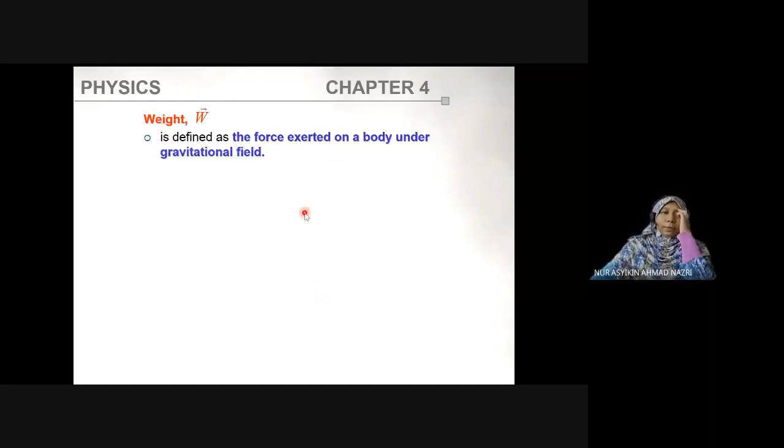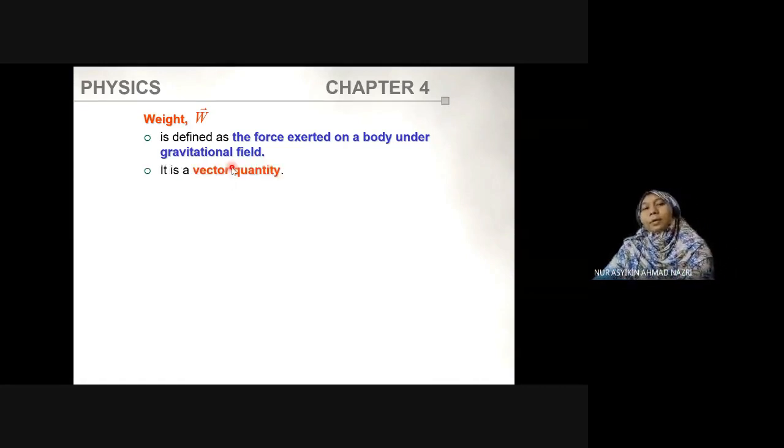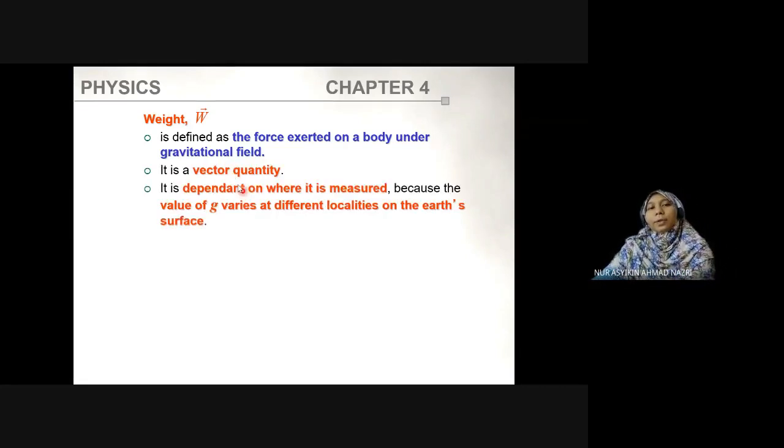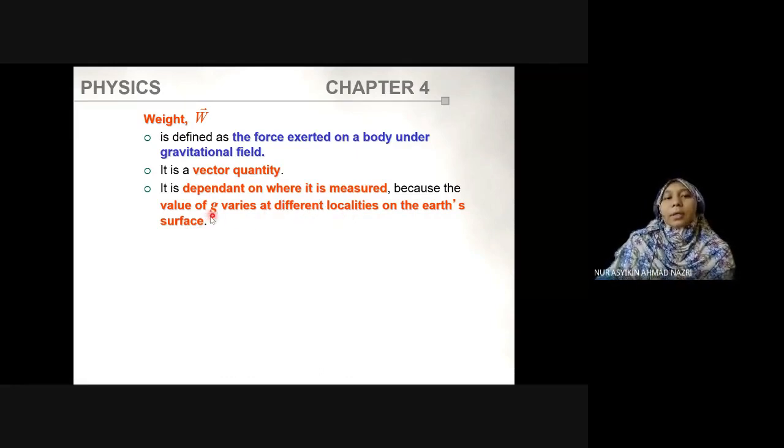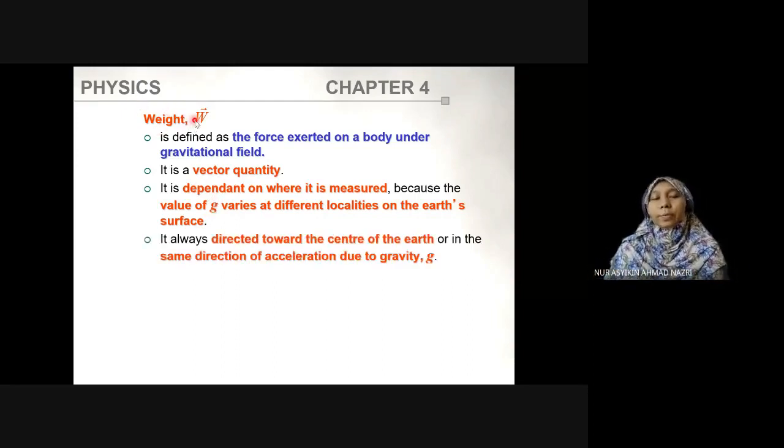Okay, and then weight, the force exerted on a body under gravitational field. Okay, so gravitational field, so weight ni different lah. I mean dia akan depends pada tempat lah, because the value of g varies at different localities on the Earth's surface. Cuma mungkin the difference tu tak terlalu besar. Dan kita kata weight ni contribution dia very small lah. So it is always directed toward the center.